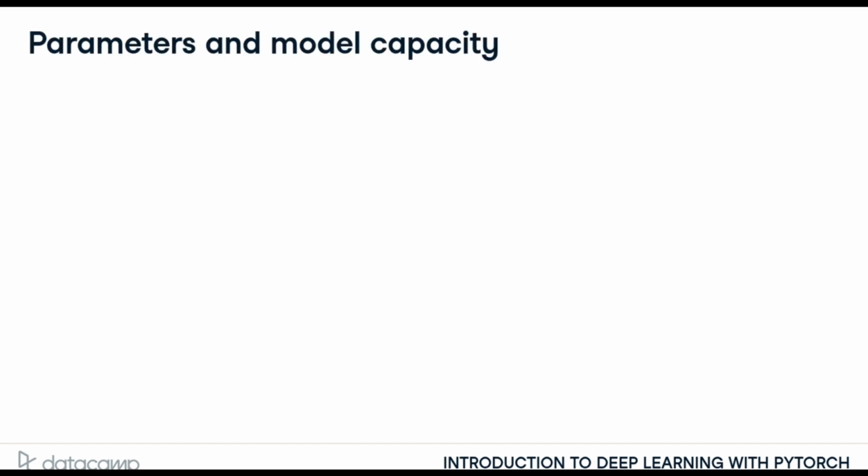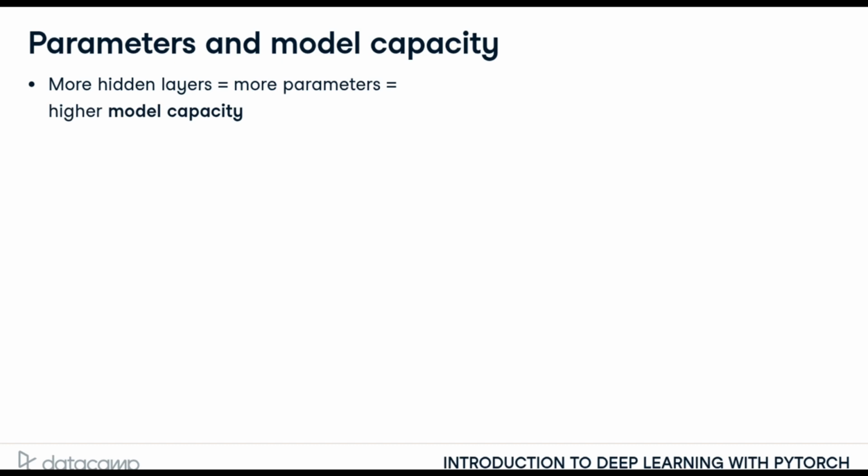Increasing the number of hidden layers increases the total number of parameters in the model, also known as model capacity. Higher capacity models can handle more complex datasets, but may take longer to train. An effective way to assess a model's capacity is by calculating its total number of parameters.